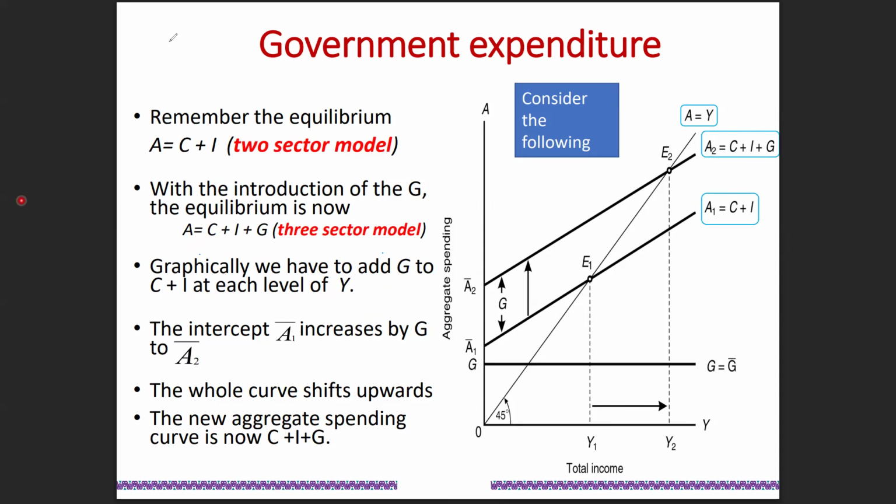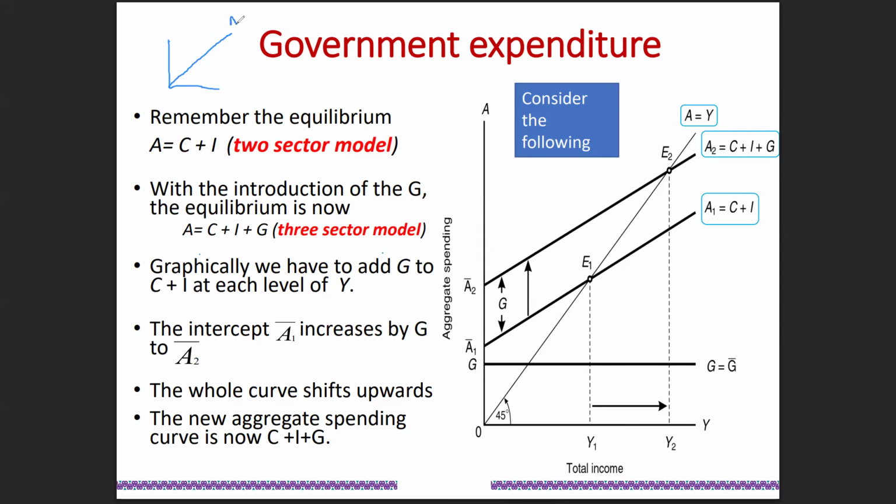Okay, so in a two-sector model, let's look here. In a two-sector model, we had something like this, and then we had this line here, which is our 45-degree line. And you know that the 45-degree line shows all the possible equilibrium points, right?